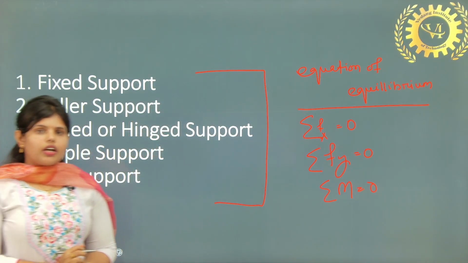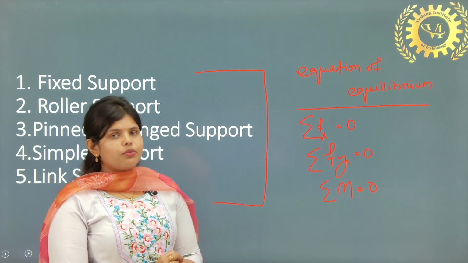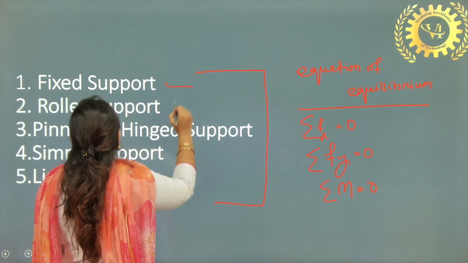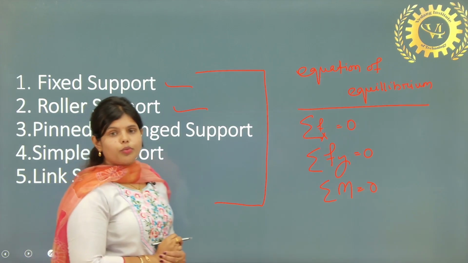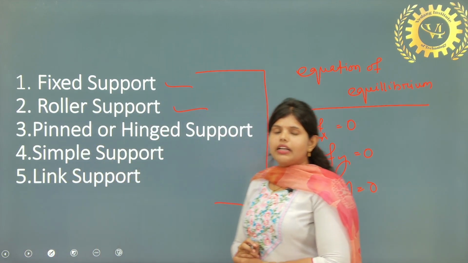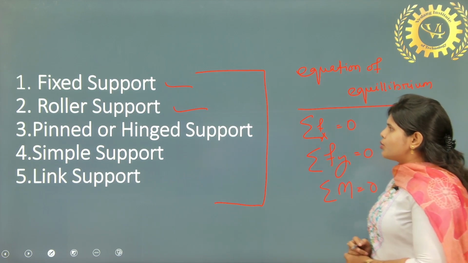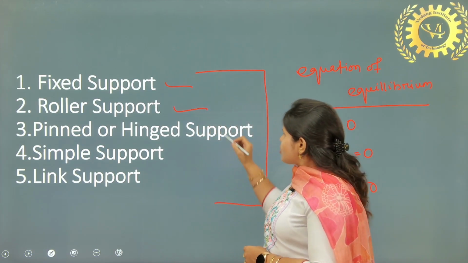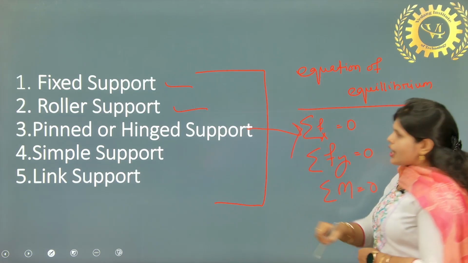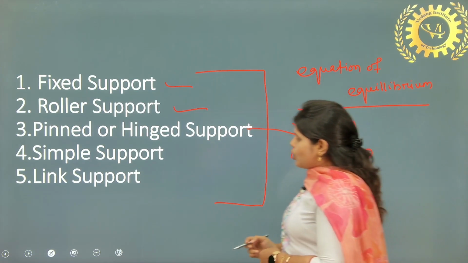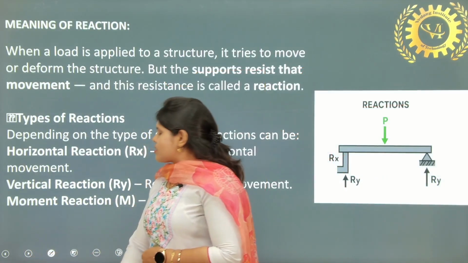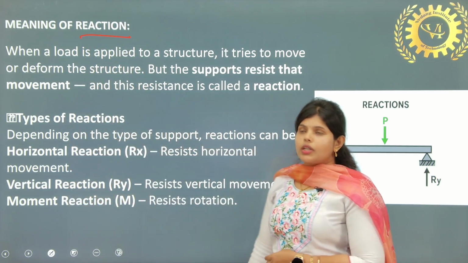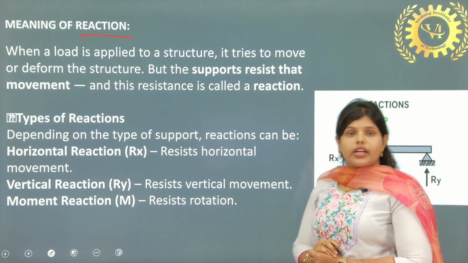So in this class, we will discuss 5 types of support. We will understand fixed support, roller support, pin or hinge support, simple support and link support. Now the question is, yes, we can understand the support, but how is the support related to these types of forces? To know the relation between support and force, we need to understand reaction. So how is reaction connected with support?